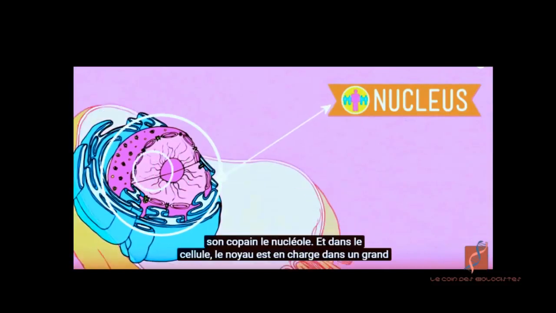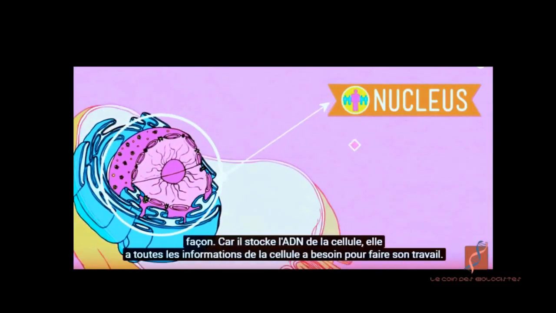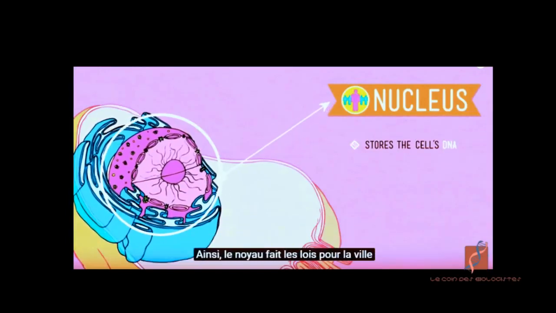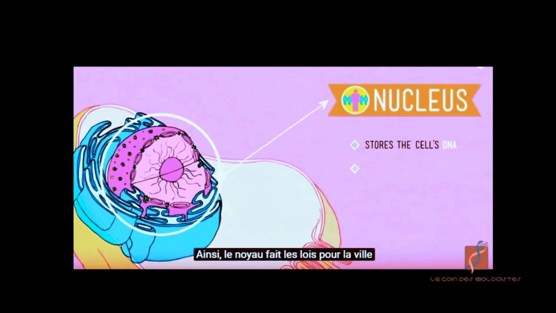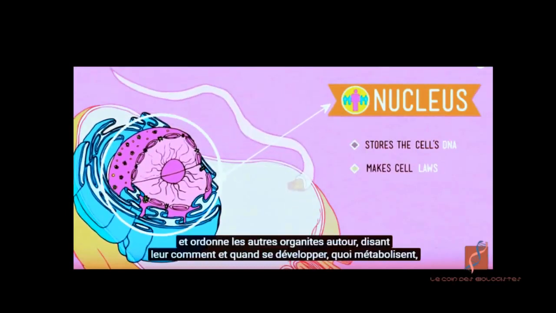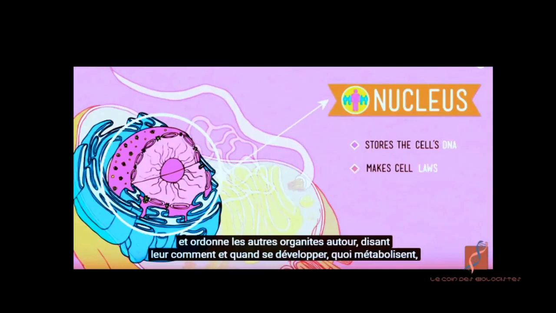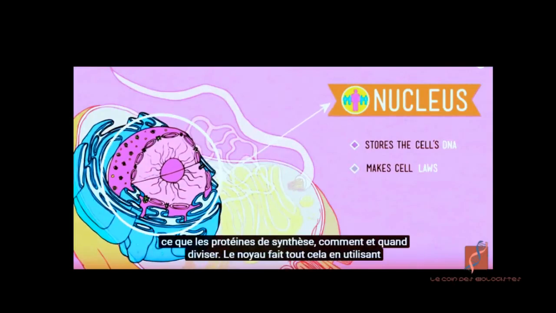And within the cell, the nucleus is in charge in a major way. Because it stores the cell's DNA, it has all the information the cell needs to do its job. So the nucleus makes all the laws for the city, orders all the other organelles around, telling them how and when to grow, what to metabolize, what proteins to synthesize, how and when to divide.